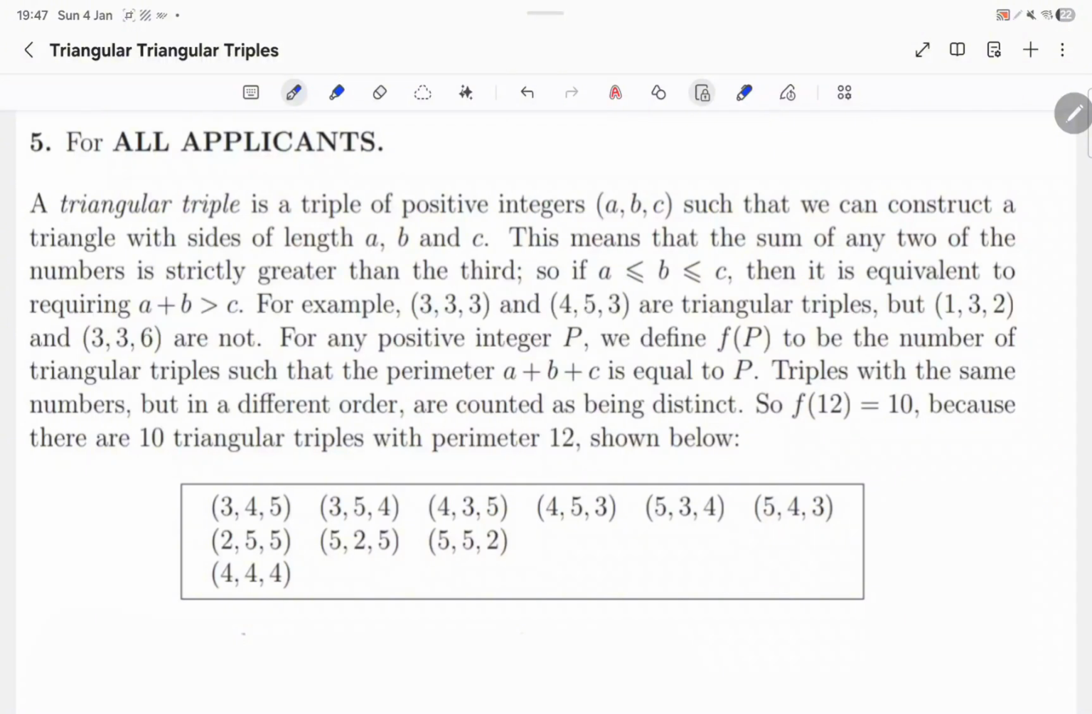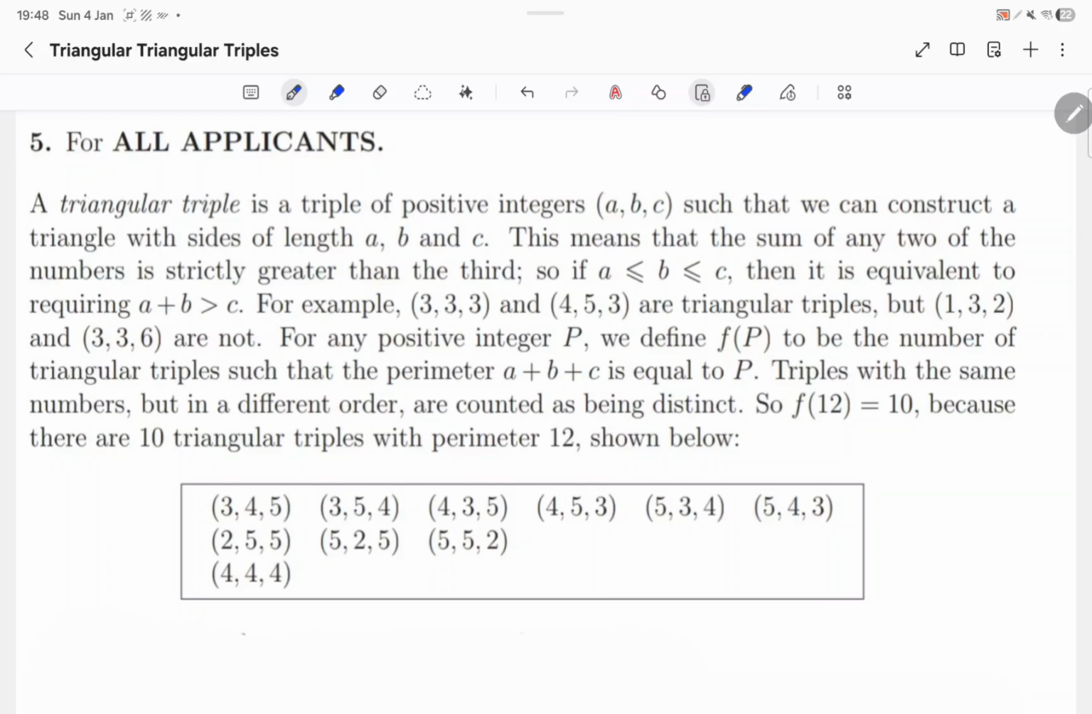Question 5. A triangular triple is a triple of positive integers a, b, c, such that we can construct a triangle with sides of length a, b, and c. This means that the sum of any two of the numbers is strictly greater than the third. So if a is less than or equal to b is less than or equal to c, then it is equivalent to requiring a plus b is greater than c. For example, 3, 3, 3 and 4, 5, 3 are triangular triples, but 1, 3, 2 and 3, 3, 6 are not.